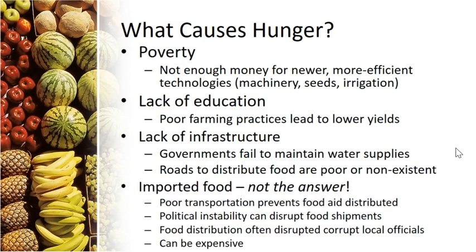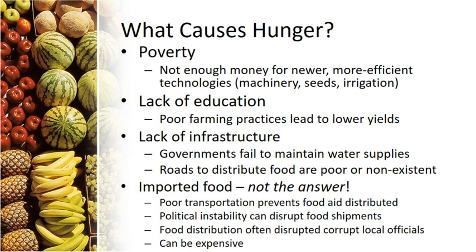And imported food turns out to not be the answer. First of all, poor transportation, the same problem that we just talked about with lack of infrastructure, is going to cause a problem with food aid distribution. Political instability can be a real problem for food shipments. The food distribution can be disrupted by corrupt local officials, and unfortunately that happens way more than you think it does.